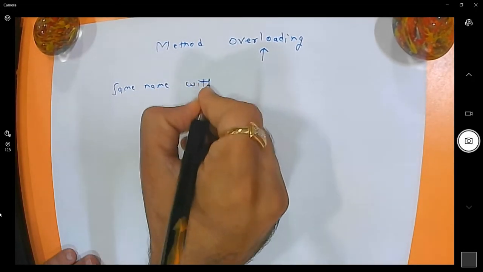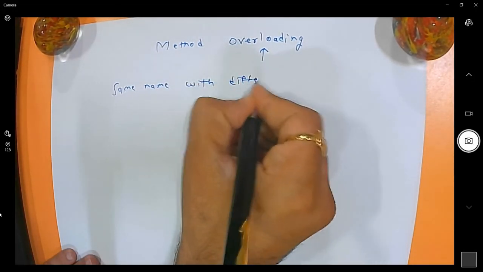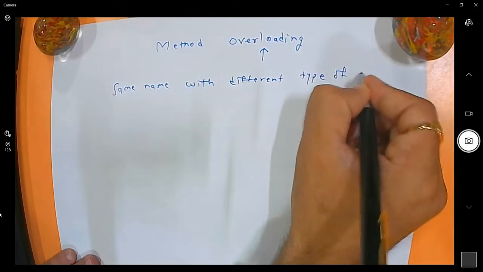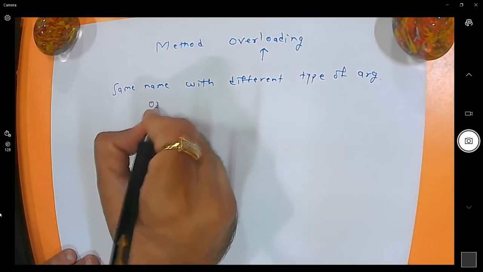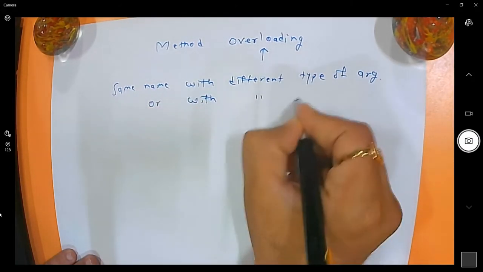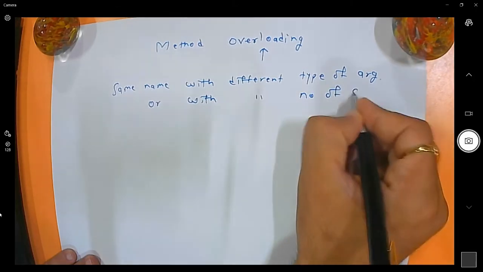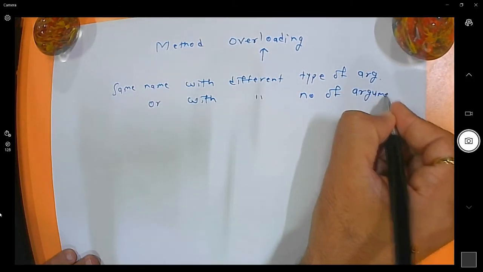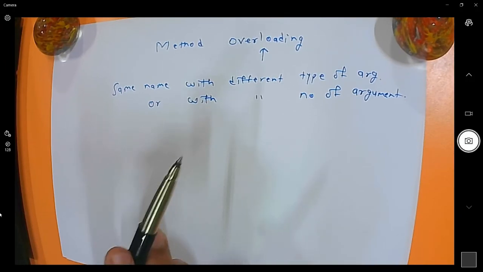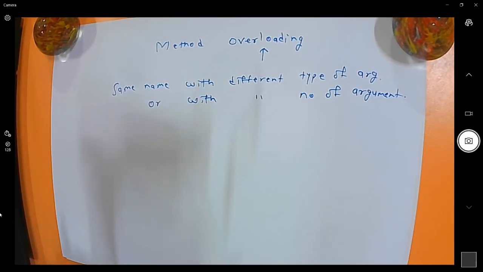with different type of argument, or with different number of argument, or by changing the sequence of the data type, you can achieve the concept of method overloading. Let me give the practical example for the same.